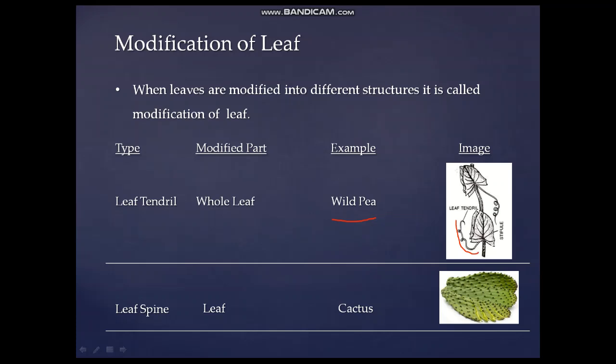Now the next part is leaf spine. A leaf gets modified into a spine in the case of the cactus. In the cactus, look at this, the spiny part. Here the stem gets modified into the leaf. But what about the leaf? The leaf gets modified into the spine, and thus helps in reducing transpiration.